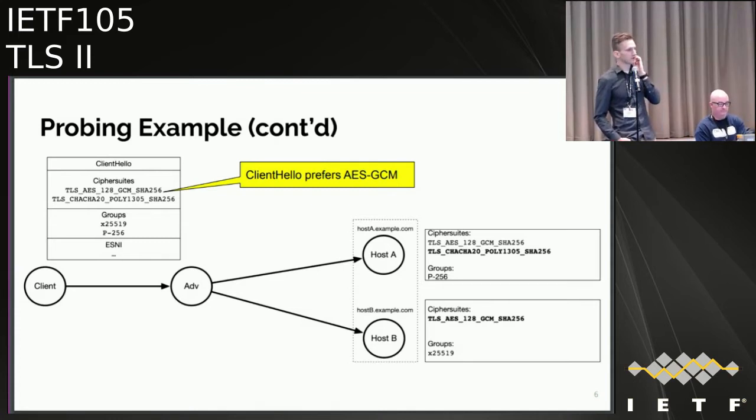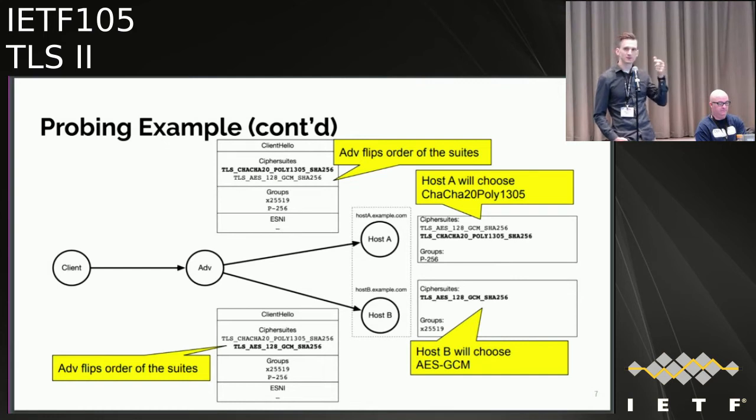And then the adversary swaps the order of the cipher suites such that ChaCha is preferred. If he sends this packet to host A, he will get back a ServerHello that has chosen ChaCha, and if he sends that over to host B, he will get back a ServerHello that only supports AES. Therefore, he can distinguish which host was used when opening this particular connection. And this is possible right now because the only thing that we use, we go for one more slide.